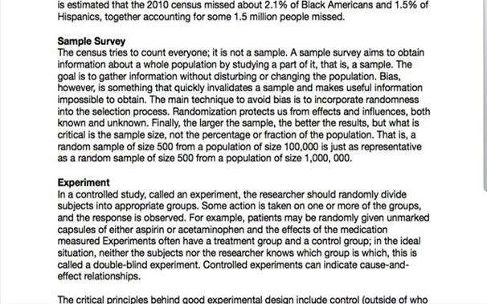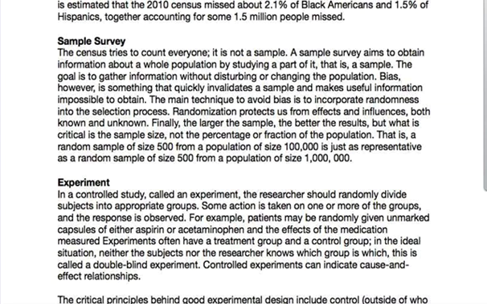However, bias is something that you have to watch for whenever you are taking a sample, because you want to make sure that the sample that you're taking is not going to lean in one direction or the other, and that you're going to get useful information from that sample. So the main technique to avoid bias is to incorporate some sort of randomness into the selection process. Randomization protects us from the effects and influences both known and unknown. And finally, the larger the sample, the better the results are.